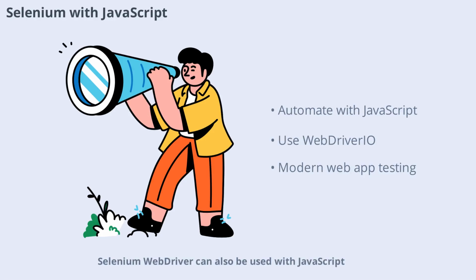Selenium WebDriver can also be used with JavaScript, enabling automation for web applications built with modern frameworks. JavaScript-based testing tools like WebDriver.io provide a rich set of features for browser automation, making it easy to write, run, and maintain tests in JavaScript environments.